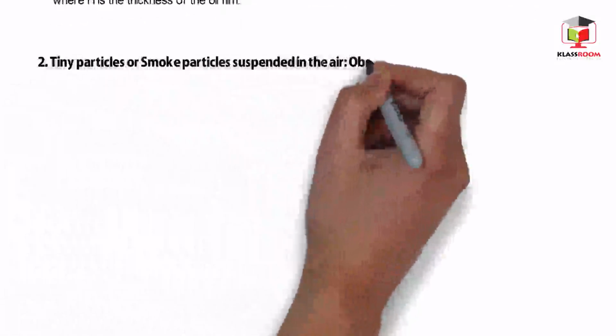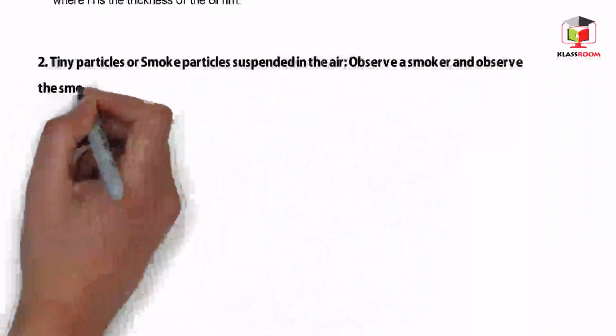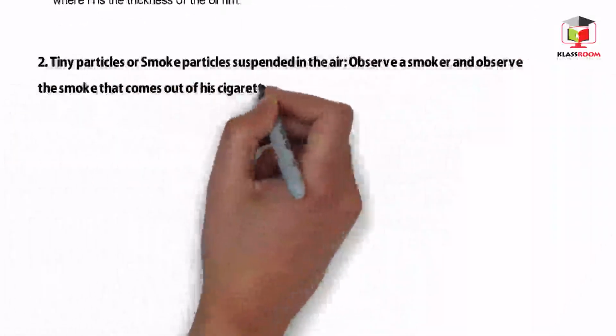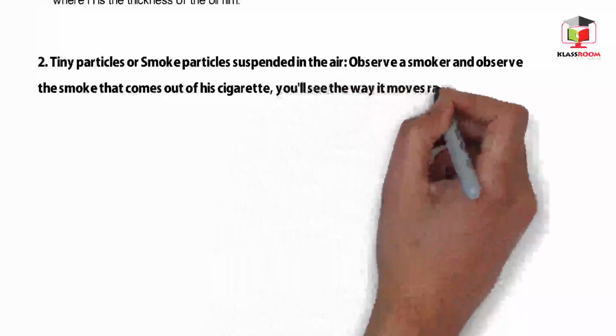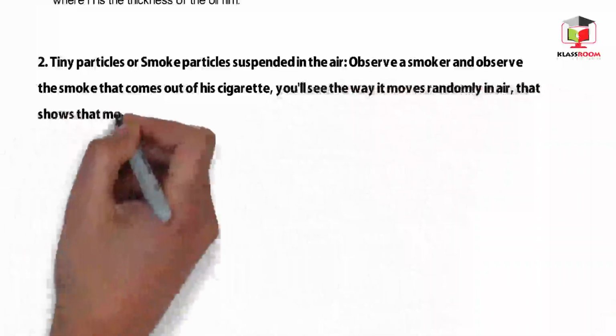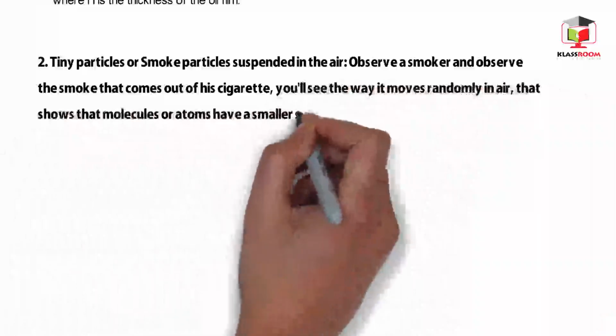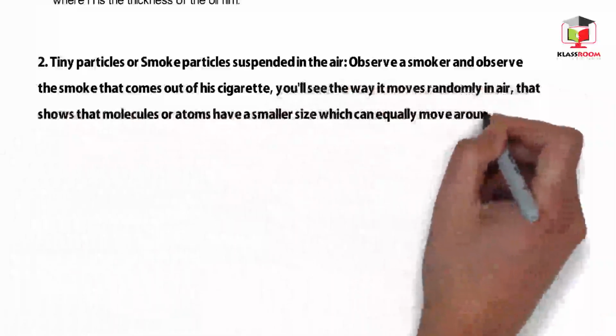Tiny particles or smoke particles suspended in air. Observe a smoker and observe the smoke that comes out of his cigarette. You see the way it moves randomly in air. That shows that molecules or atoms have a small size and can equally move around.